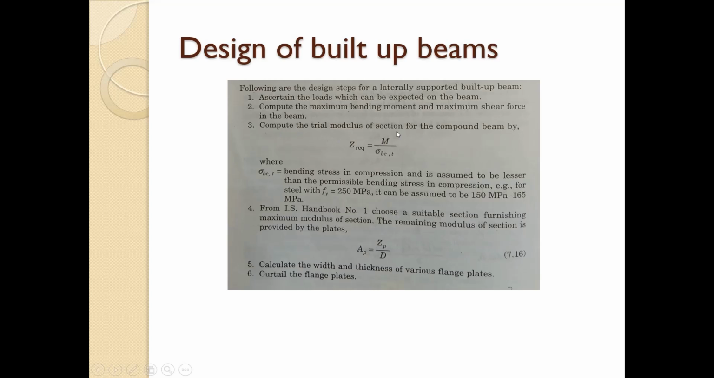Compute the trial modulus of section for the compound beam by Z required equals M divided by sigma bc or t, where sigma bc or t is the bending stress in compression and is assumed lesser than the permissible bending stress in compression. For steel of Fe 250 it can be assumed between 150 to 165 MPa. From the steel table choose the suitable section, furnishing maximum modulus of section. The remaining modulus of section will be provided by the plates, as we have seen earlier, by using this formula. Then calculate width and thickness of the various flange plates and curtail the flange plates.